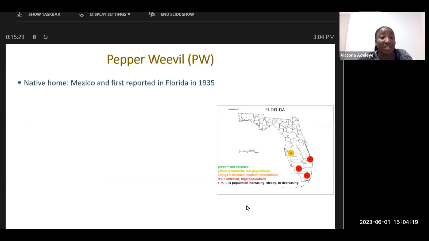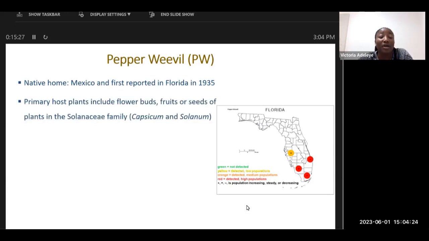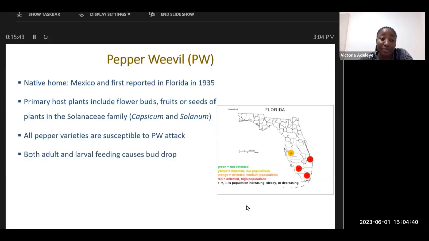And it originated from Mexico, and it was first reported in Florida in 1935. Its primary host plants include flower buds, fruits, and seeds of plants in the Solanaceae family, which is mostly in the genus Capsicum and Solanum. It's important to mention that all pepper varieties are susceptible to pepper weevil attack, and both larval and adult feeding cause bud drop. We understand that the populations are high in locations across the Southwest Florida region.